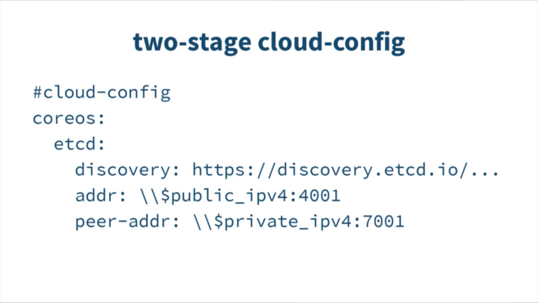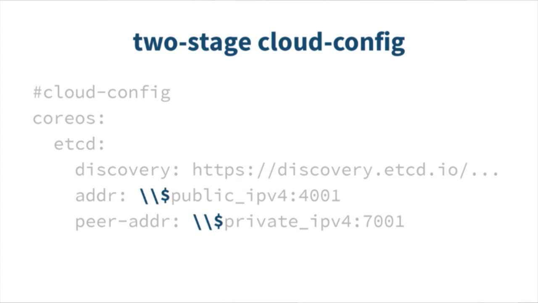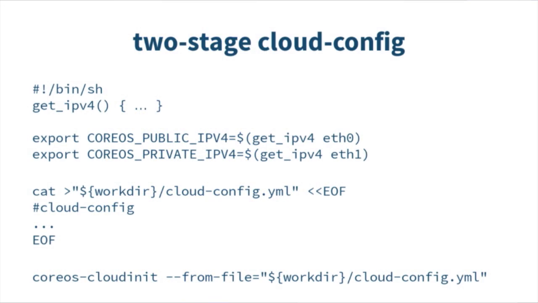The piece I want to point out with this specifically is the fact that we're escaping this variable. The backslash actually escapes this, so cloud-init won't actually perform the variable substitution. We're actually looking at the second stage of the two-stage cloud config. If we look at the first, we see that it's a bash script. We're back to using bash scripts for initialization. This is horrible. Lord have mercy.